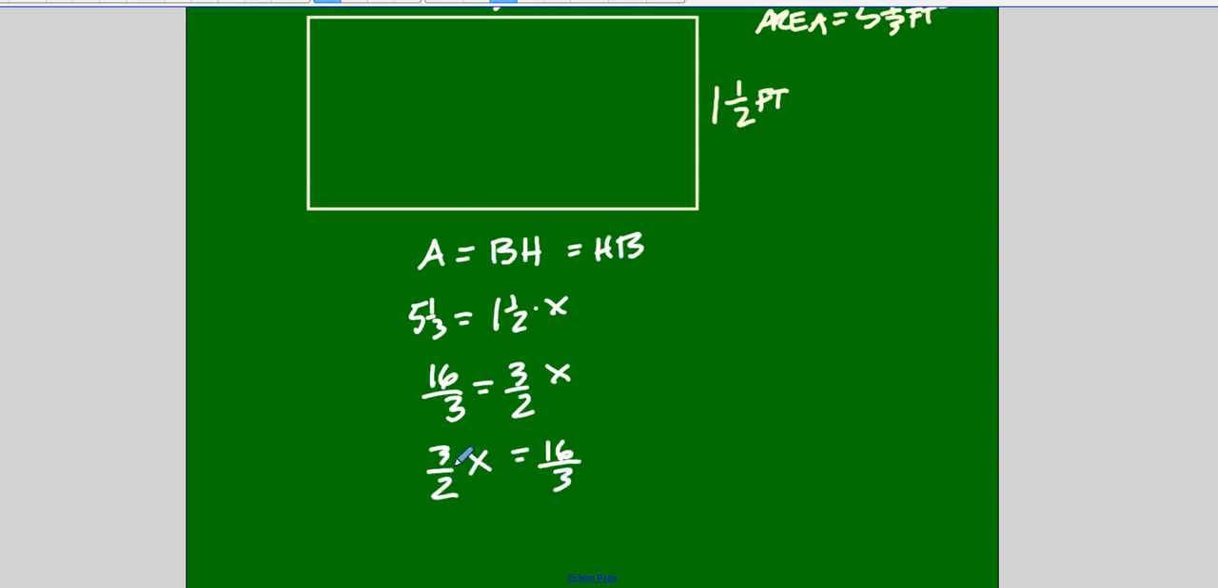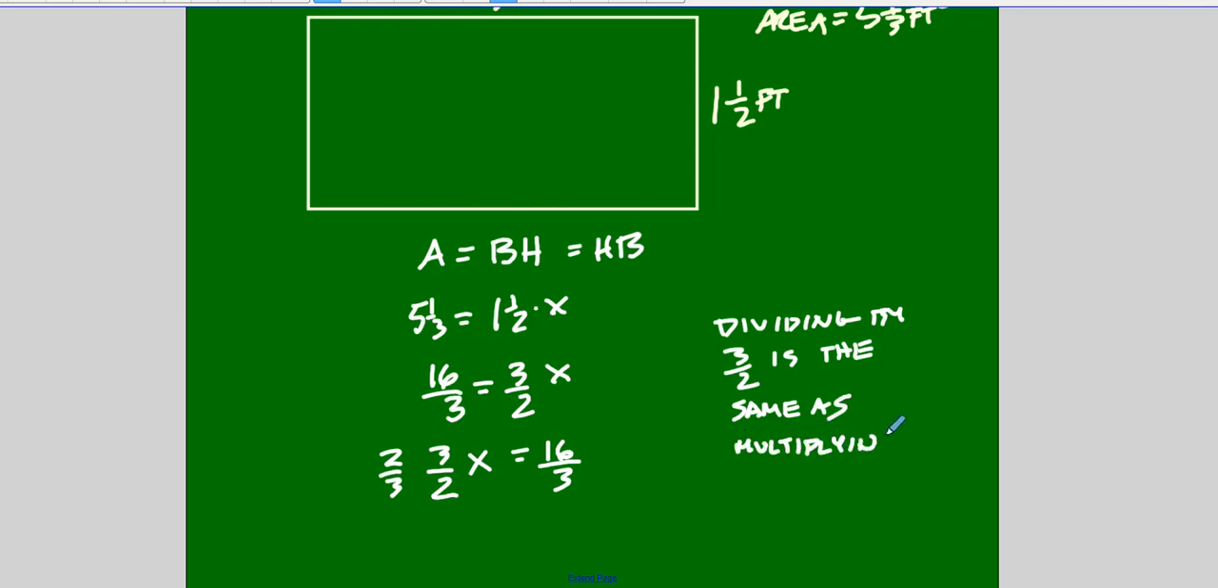16/3. So what I'm actually gonna do is I'm gonna divide both sides of the equation by 3/2 because I wanna get x by itself. But dividing by 3/2 is the same as multiplying by 2/3. So again, I just said dividing by 3/2 is the same as multiplying by 2/3.